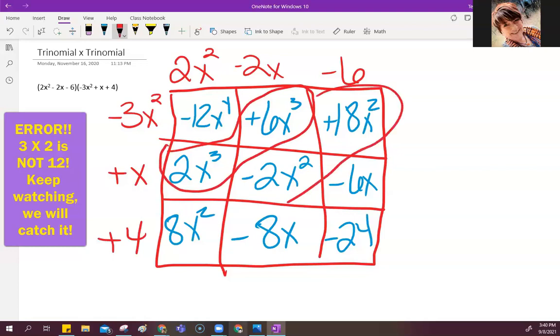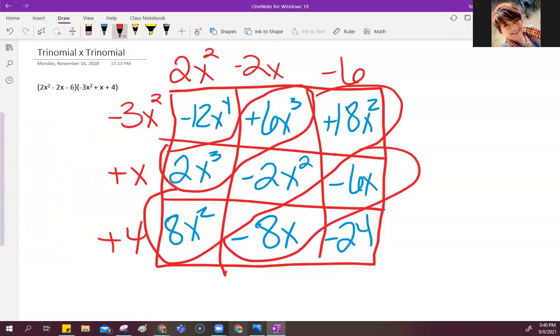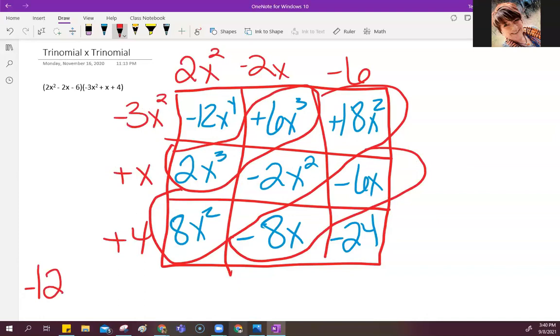Diagonals are your like terms. And then you see your two guys that are alone. So your two guys that are alone, you just bring them over. They're already ready. I got a negative 24 down here at the end. 6 and 2 is 8. That's two negatives. Two negatives together make a positive, so that's negative 10x.